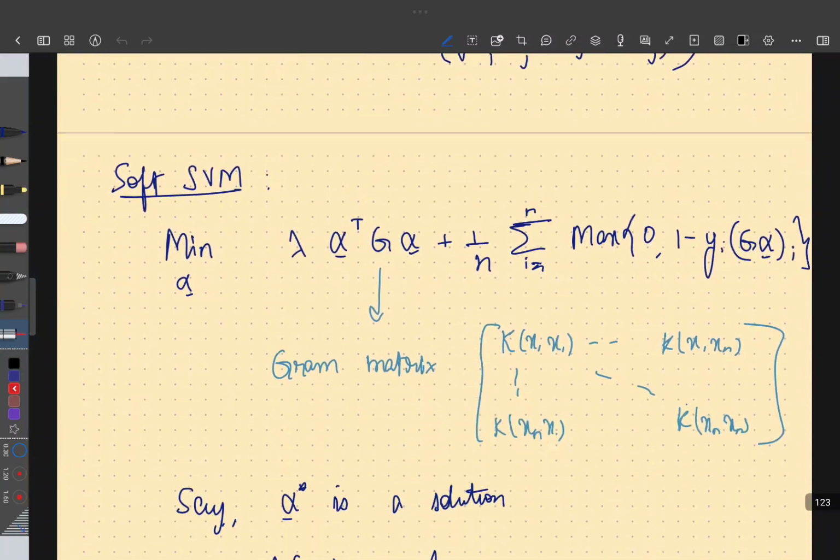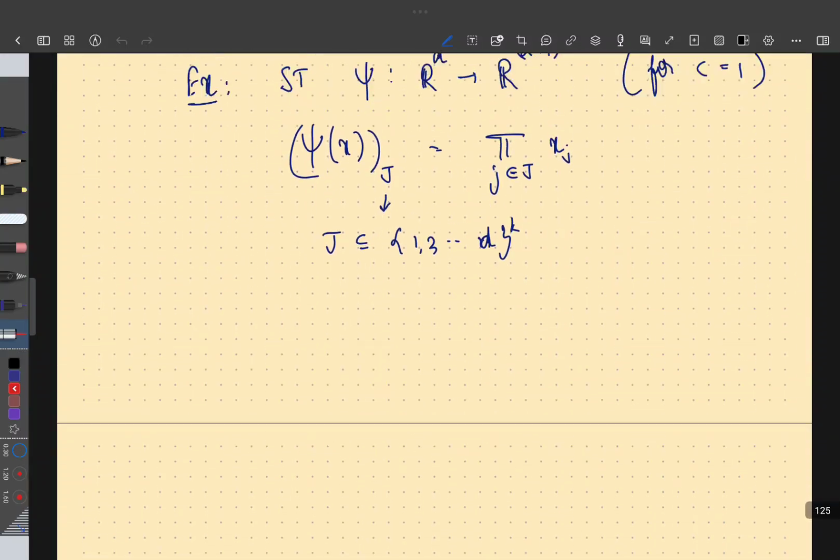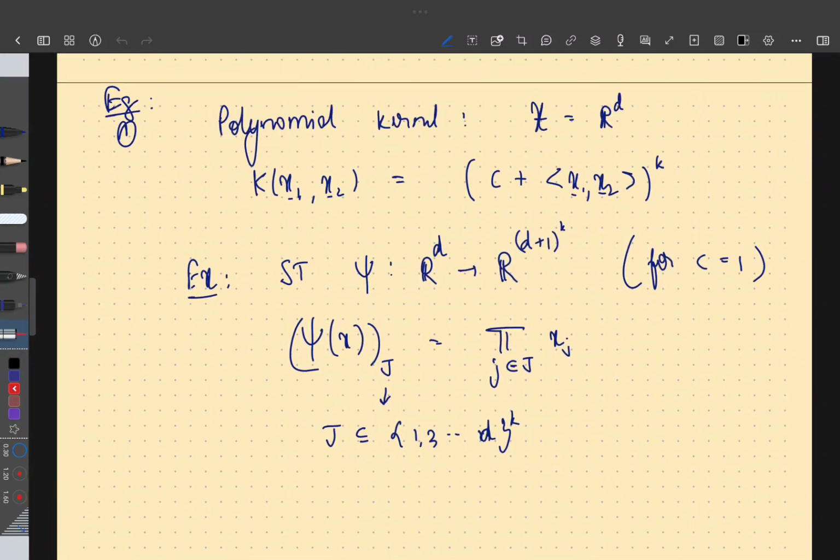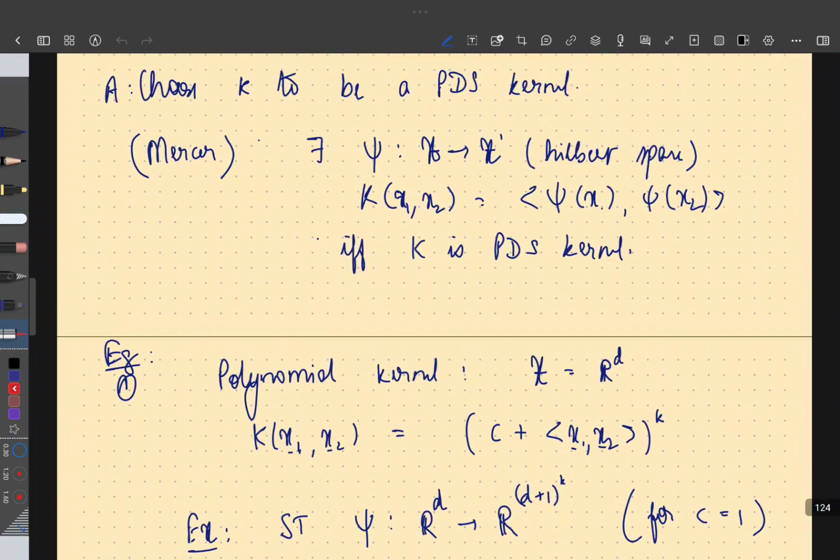All of this is okay, assuming that someone gives you an embedding into a higher dimensional space and therefore explicitly specifies the kernel. If someone tells you that this is a positive definite symmetric kernel, then you can go ahead and use all of these techniques, even without knowing what the exact embedding is. But how do we decide whether a particular map is a kernel map, a positive definite symmetric kernel map or not? We saw a couple of examples.